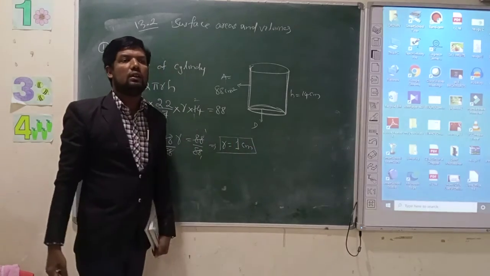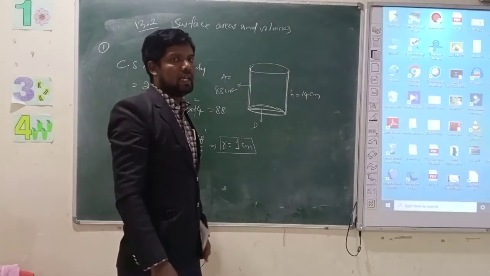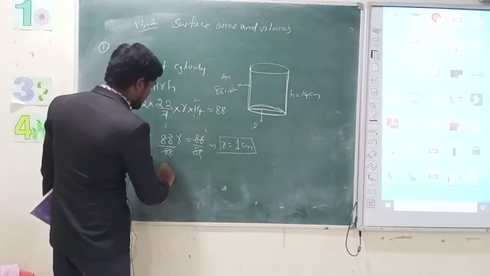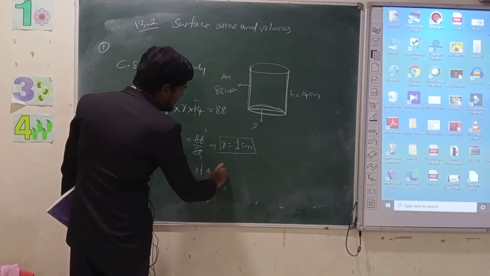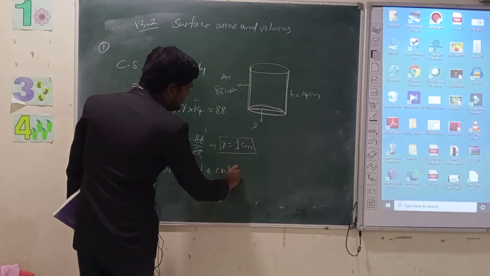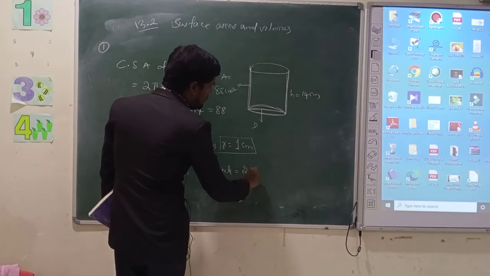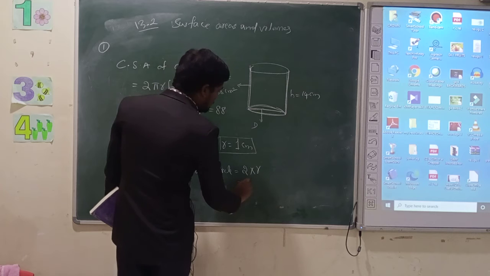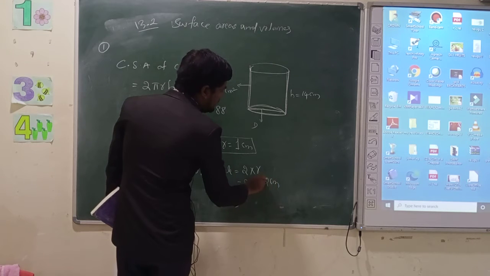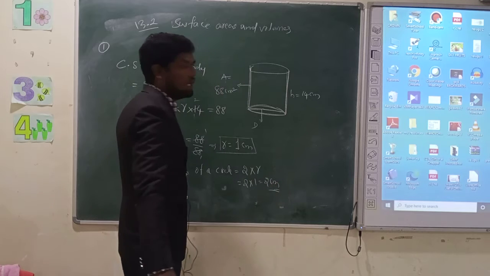But what we need here? Diameter. They are asking us the diameter, right? Diameter of a circle with radius r is 2 into r, right? 2 into 1, that is 2 centimeters, right?